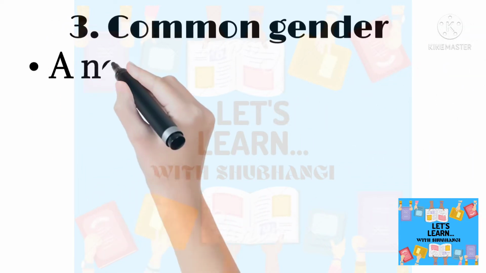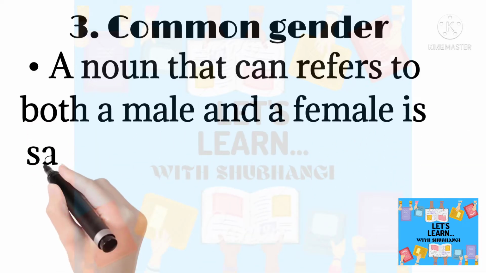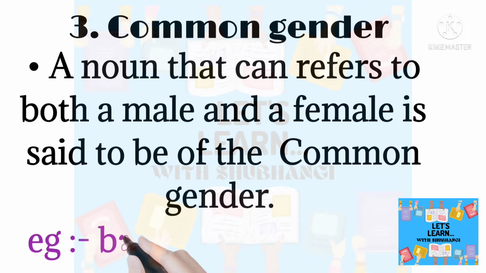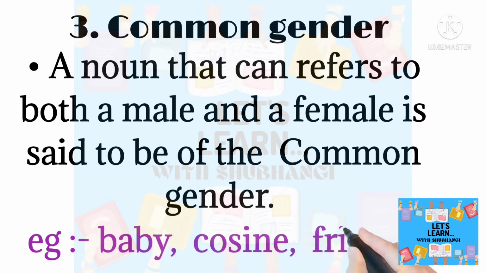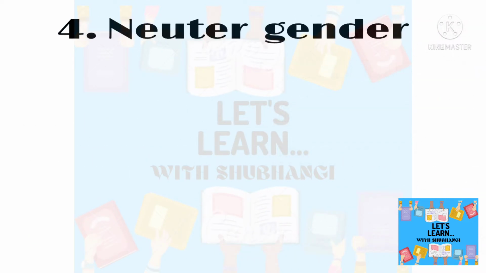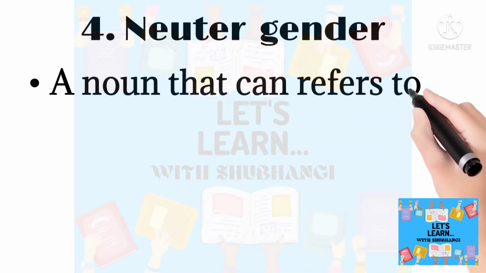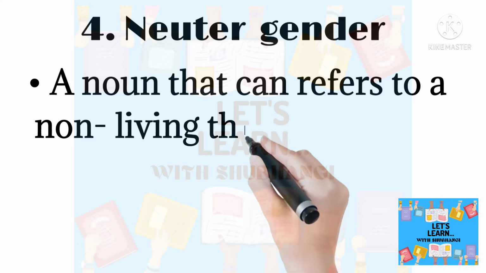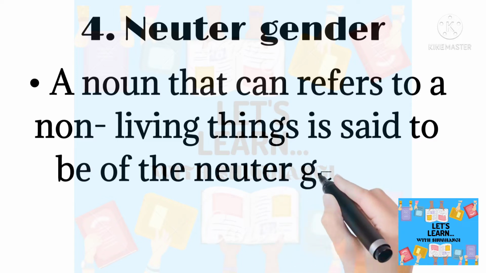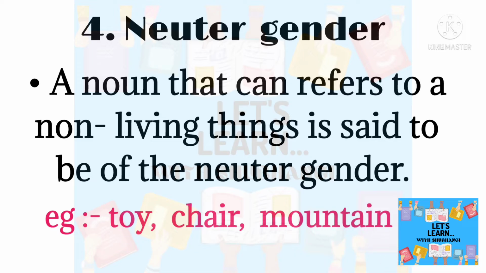Third, common gender. A noun that can be referred to both a male and a female is said to be of the common gender. Example: baby, cousin, friend. Fourth, neuter gender. A noun that refers to a non-living thing is said to be of the neuter gender. Example: toy, chair, mountain.